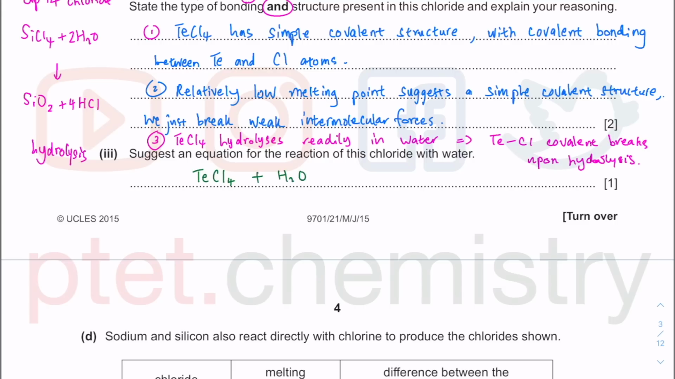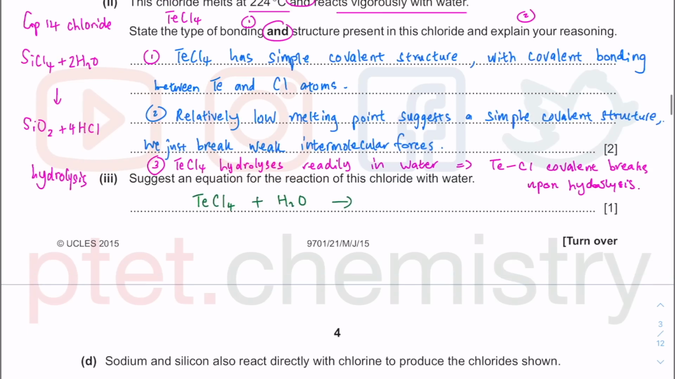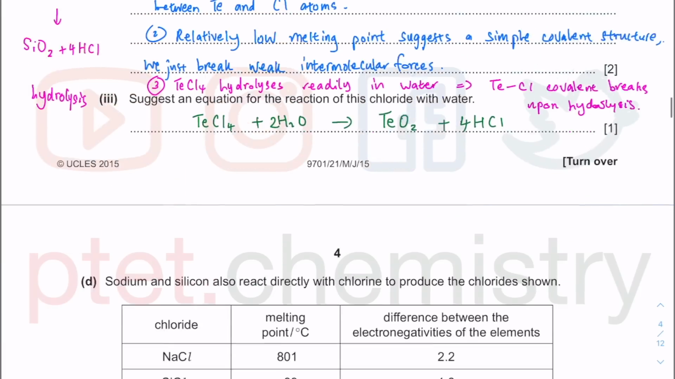reacts with water. I can draw inspiration from what I had done previously with silicon tetrachloride, which is a group 14 chloride, from your period 3 chemistry. Oops, not silicon, but TeO2 perhaps, tellurium oxide, and what I get could be HCl, 4 of that and 2 of that, I suggest. So it's not in your syllabus, but it is based on something that you might be able to get from your syllabus, just like that.